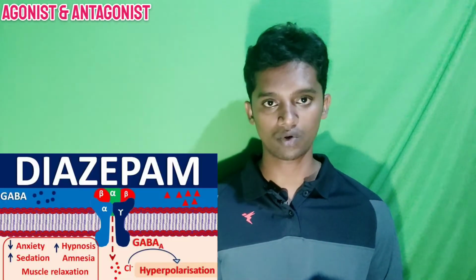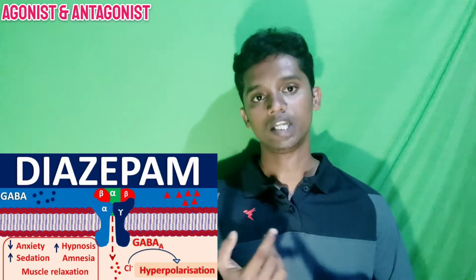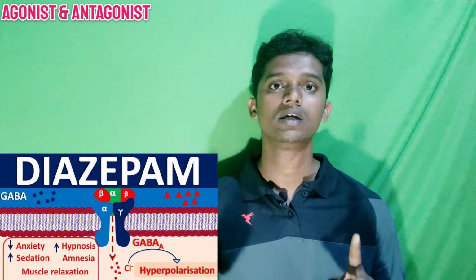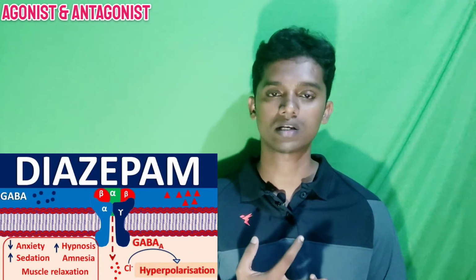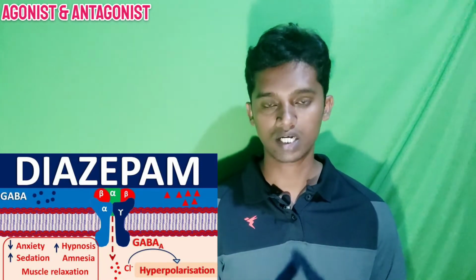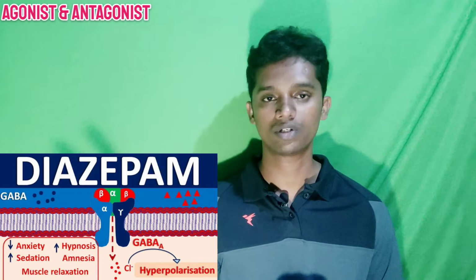Example for inverse agonist: if we see the GABA receptor, diazepam is a pure agonist because it will bind to the receptor and produce stimulatory actions like inducing sleepiness, reducing anxiety, reducing muscle contraction, which results in skeletal muscle relaxation, and also anticonvulsant action. There are so many actions for diazepam, but they are all pure agonistic activity.